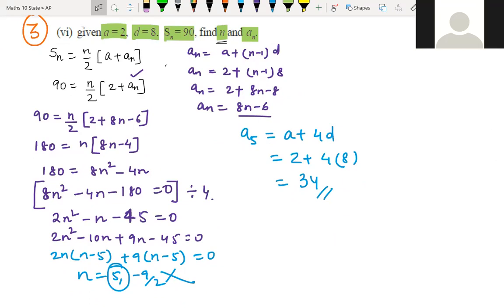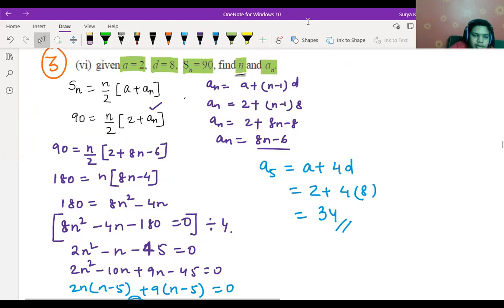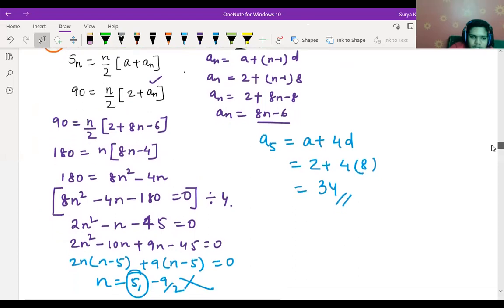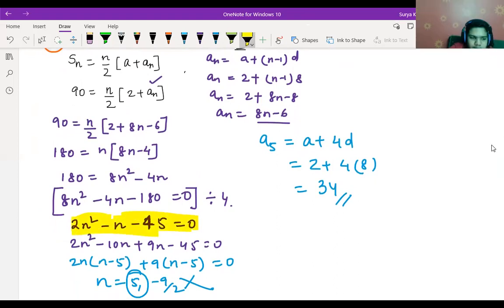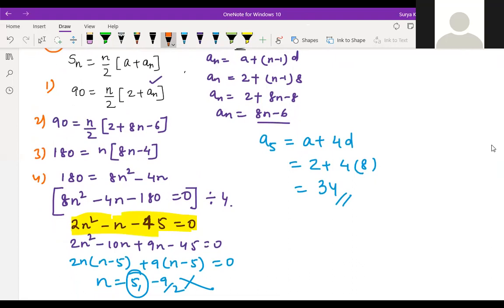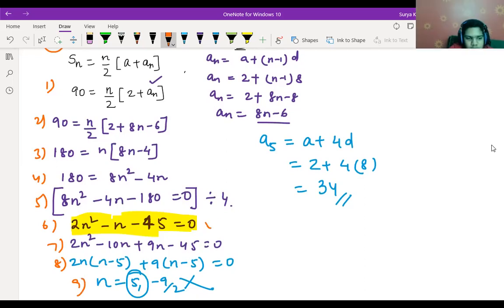Anyone having doubt? No, sir. Sir, can you explain this part? Which part are you having doubt about, Hemant? Sir, in the last part, the 2 and minus n, that part. You are asking about this one. Okay, write the steps only, just tell me which step. 6th, sir. This one only.